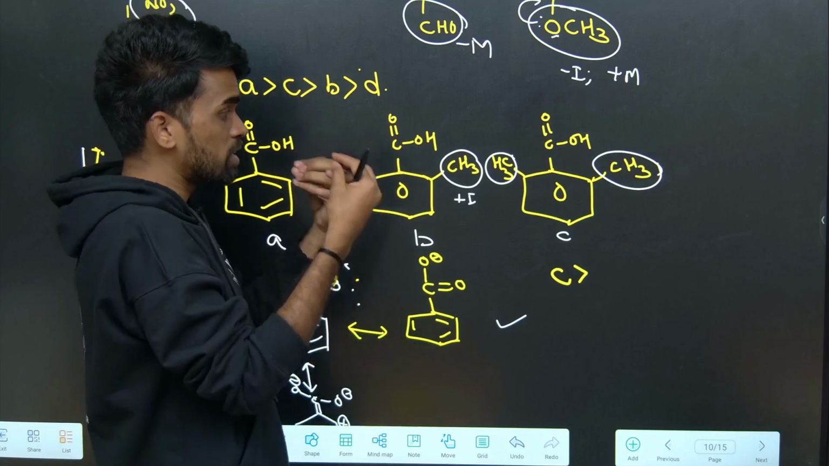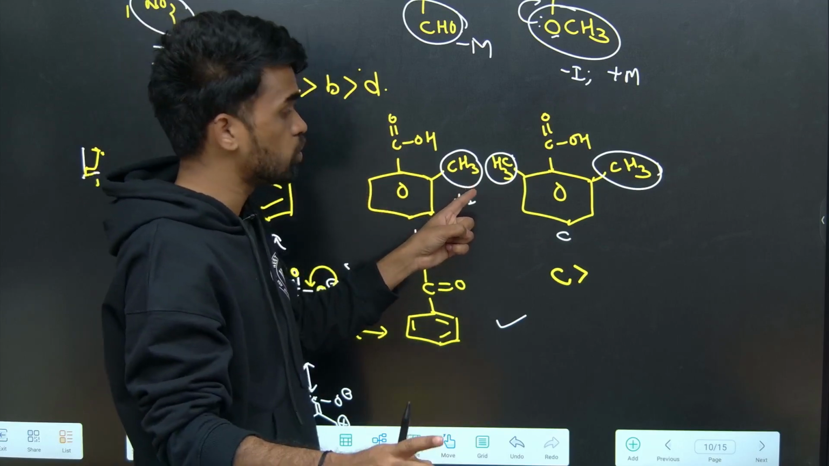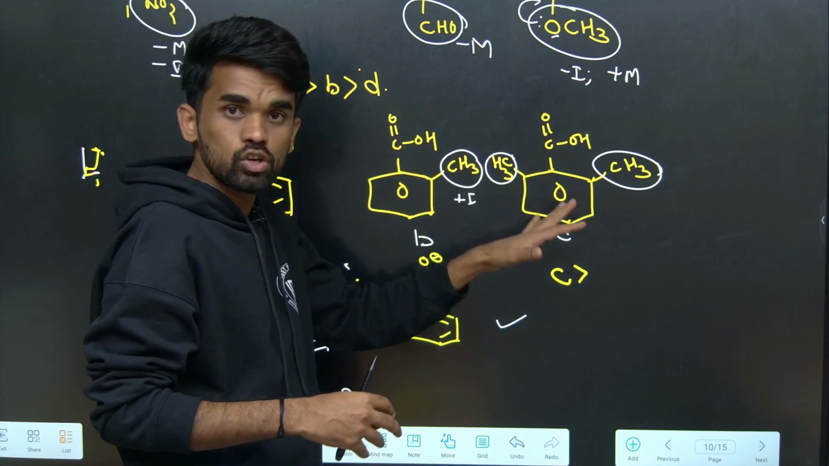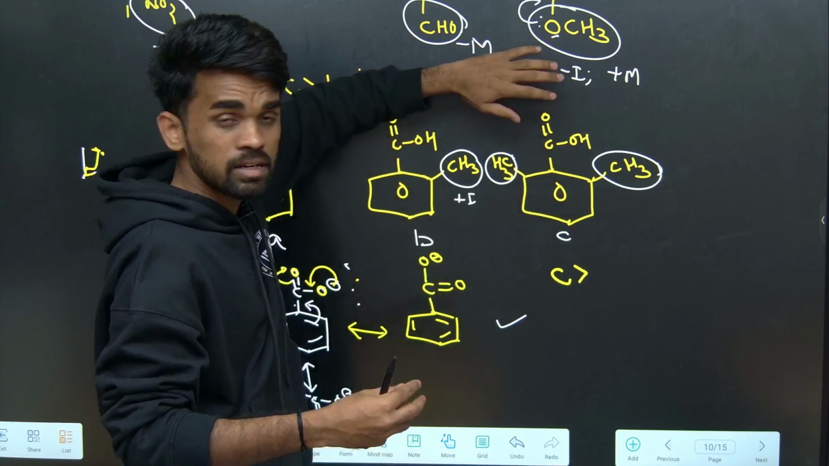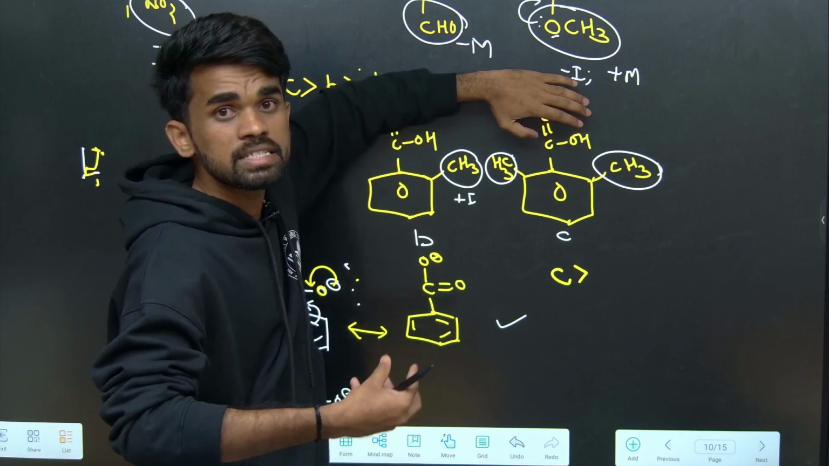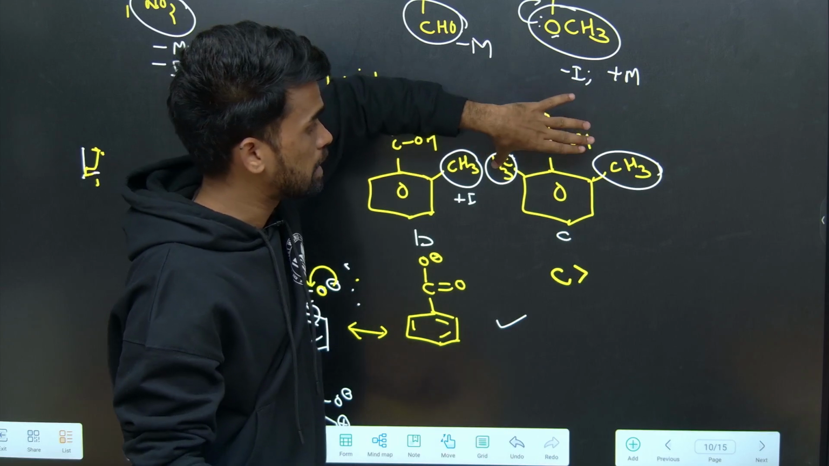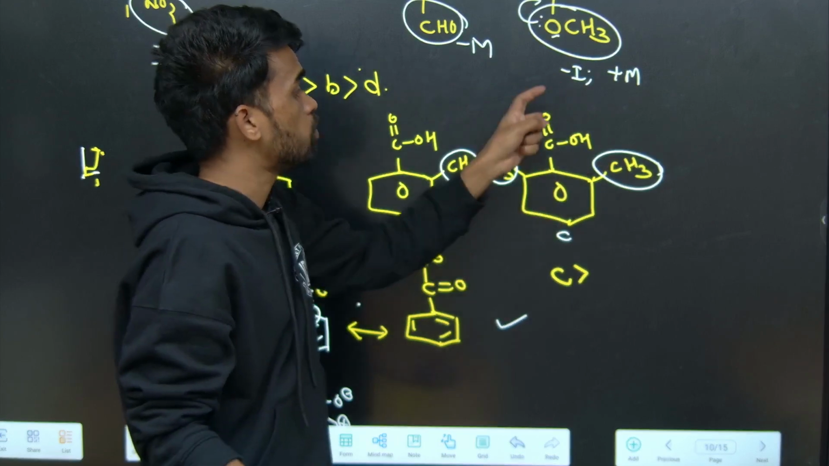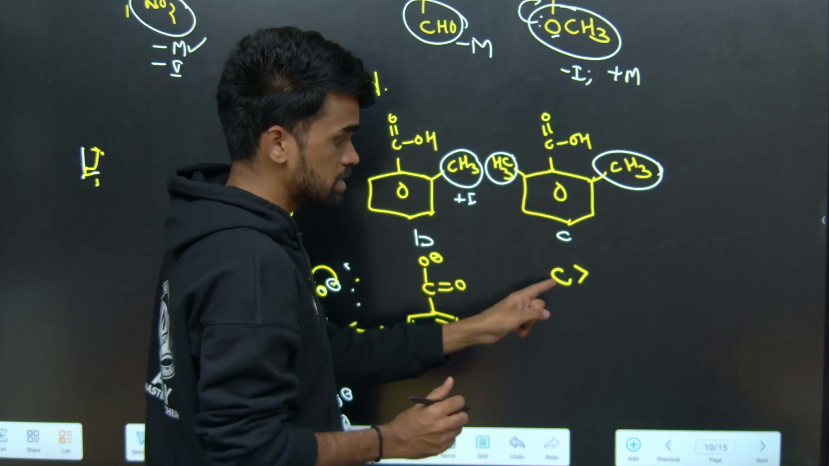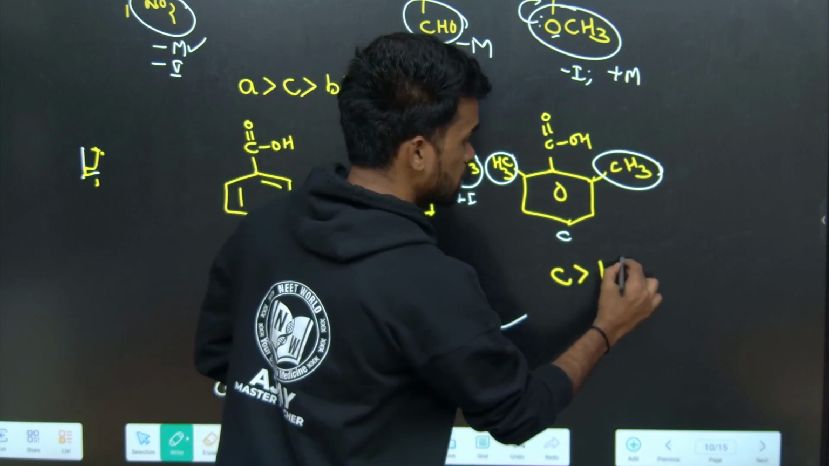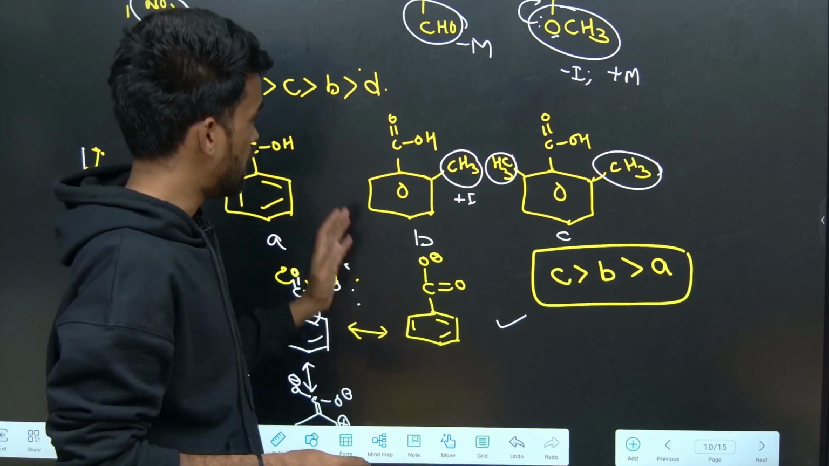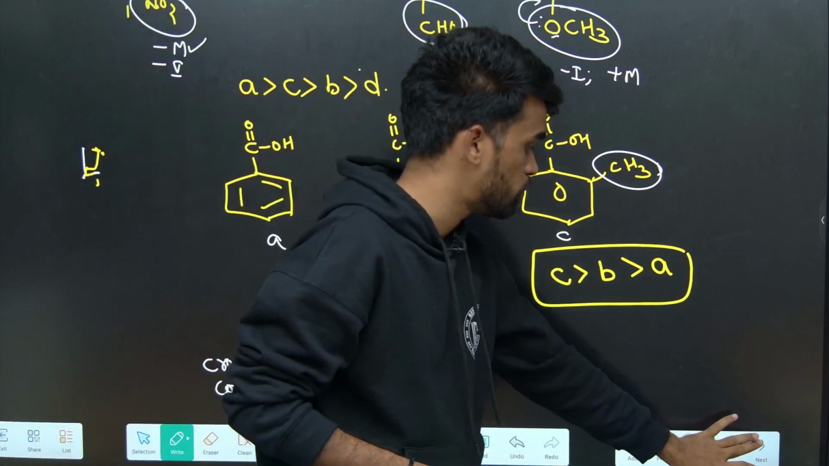Whatever the groups present, whether it is an electron releasing group or an electron withdrawing group at the ortho position, if they are bulky groups, that will increase the stability of the conjugate base of this carboxylate ion, resulting in an increase in its acidic nature. So due to bulky groups at the ortho position, the acidic nature of carboxylic acid will increase. So I can write C is more acidic, then B, and the least is A. This is how you need to decide the carboxylic acid's acidic nature, and this effect is called the ortho effect. I hope it is also clear.